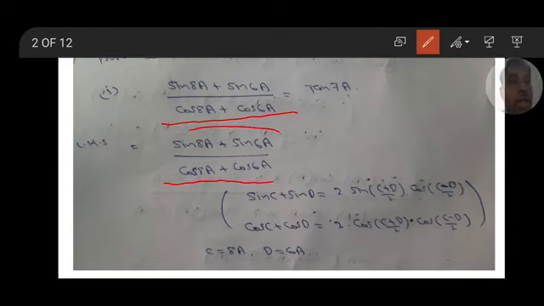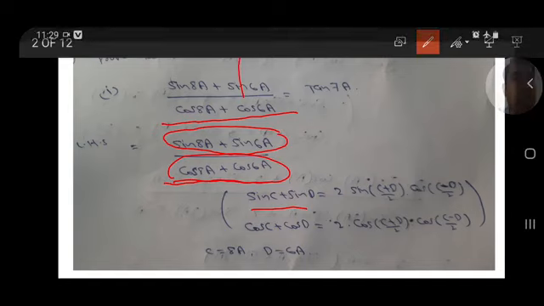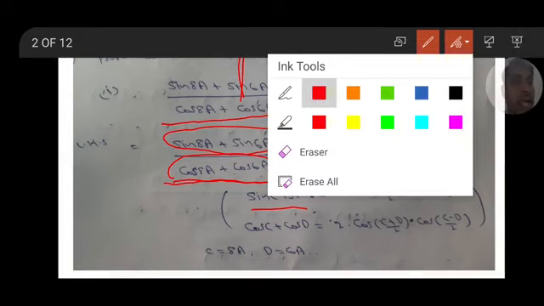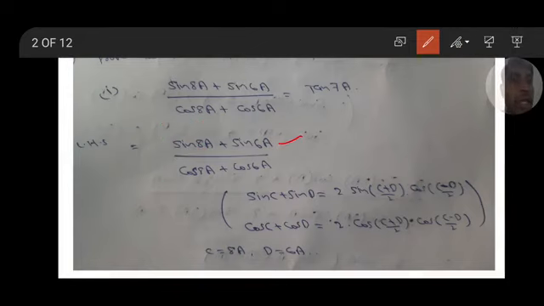In the numerator we have the sin C plus sin D form, and in the denominator the cos C plus cos D form. What is sin C plus sin D? It is 2 into sin of (C plus D) by 2 into cos of (C minus D) by 2. What about cos C plus cos D? It is 2 into cos of (C plus D) by 2 into cos of (C minus D) by 2.